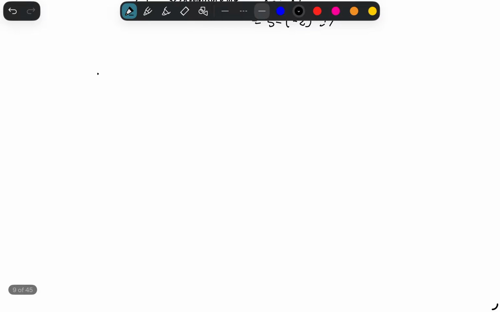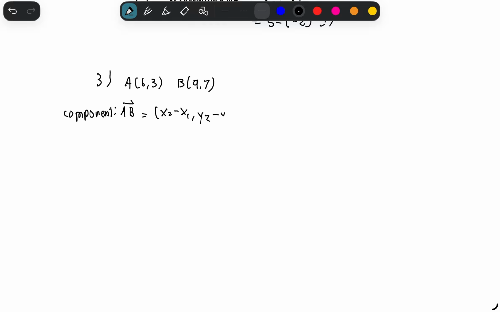Now, let's say that we have A (6, 3) and point B (9, 7), and we want to find the component form of the vector AB. So this would be x2 minus x1, y2 minus y1, aka 9 minus 6, 7 minus 3, and that would be (3, 4).